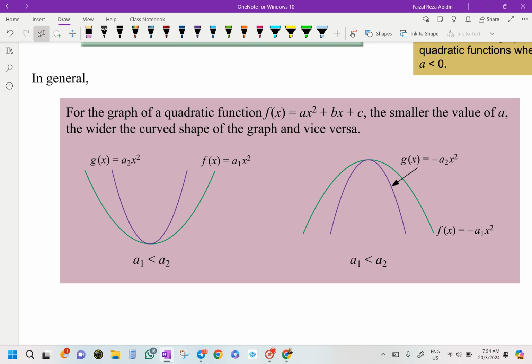The first graph over here is our what graph? What type of graph this one? Minimum graph kan? So this one dia kata apa? A1 less than A2. There are two function over here, Gx and Fx. So bila dia kata dekat sini A1, which one for A1? The green one is lesser than A2. This one, the purple.